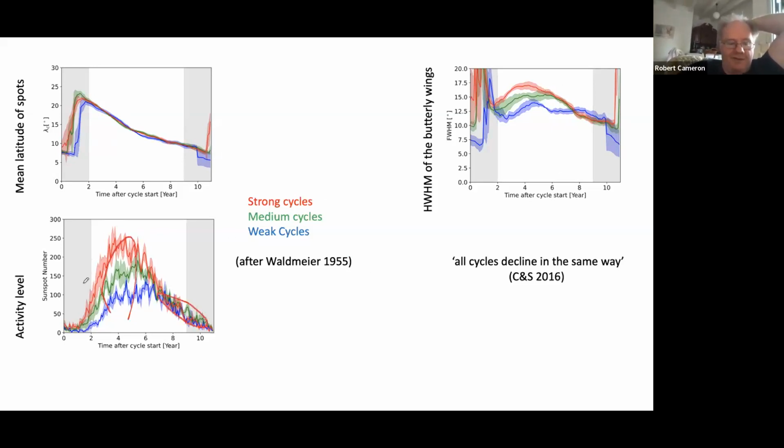And this is true for the activity level. It's also true for the width of the butterfly diagrams. So strong cycles, medium cycles, weak cycles behave in different ways, but at the late phase of the cycle, all behave in the same way. And this is basically the result of Cameron and Schüssler of 2016. All cycles decline in the same way.